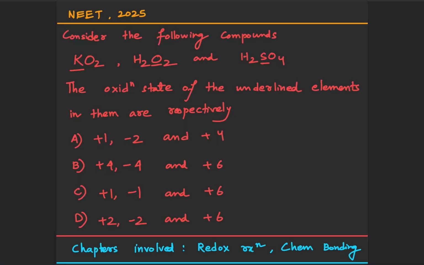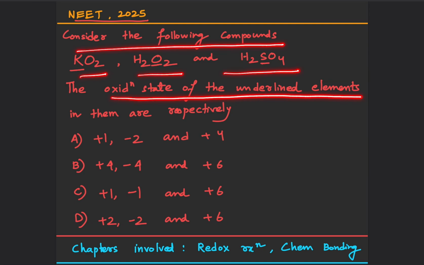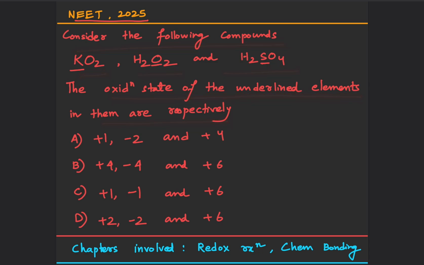Hello everyone. So we have a question from NEET 2025. Consider the following compounds KO2, H2O2 and H2SO4. The oxidation states of the underlined elements in them are respectively. So we have to find out the oxidation state of K in KO2, O in H2O2, S in H2SO4.